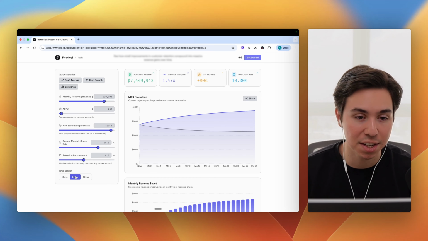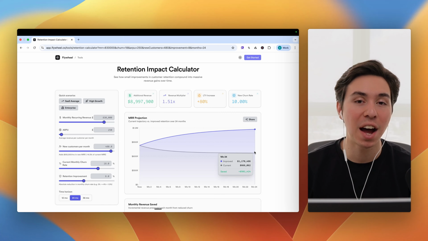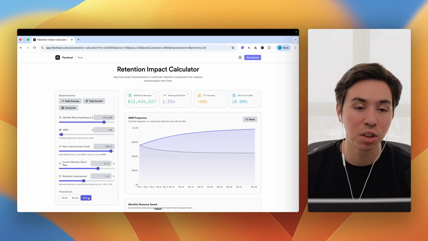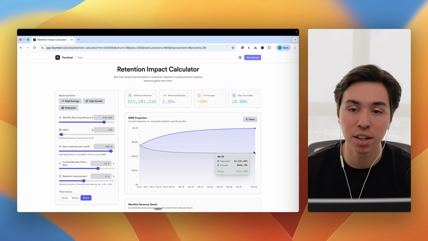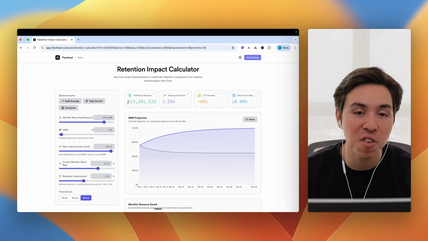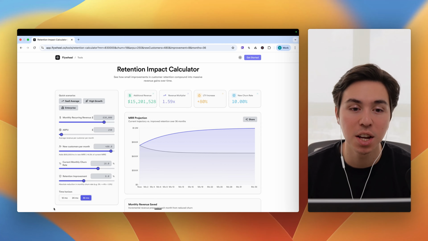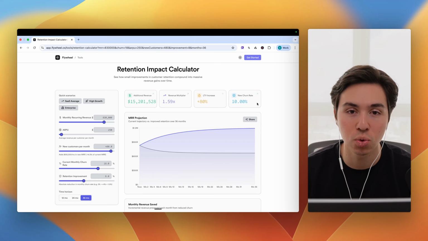Now, if we extend that timeline to 24 months, month 24, we're sitting at an extra $500,000. Month 36, we're sitting at an extra $524,000 and an extra $15 million in revenue in 3 years, okay? Just by dropping churn from 18 to 10%.